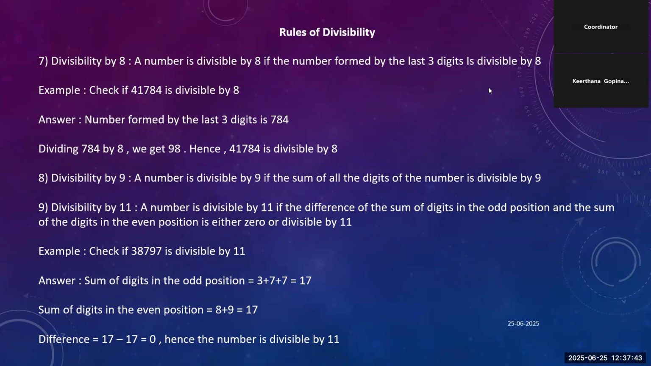A number is divisible by 8 if the number formed by the last 3 digits is divisible by 8. This is similar to the rule for 4. For 4, the last 2 digits should be divisible by 4. For 8, the last 3 digits should be divisible by 8. That's all.